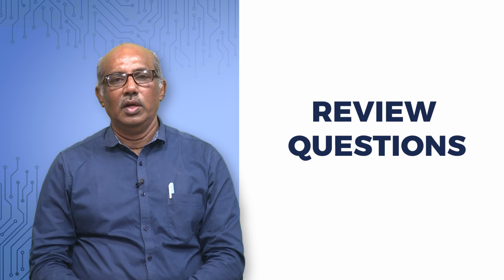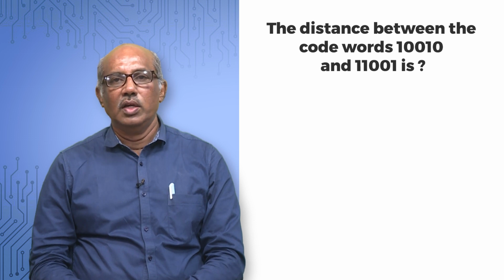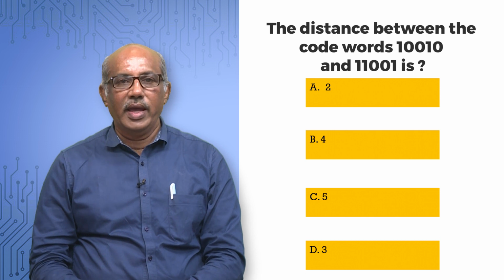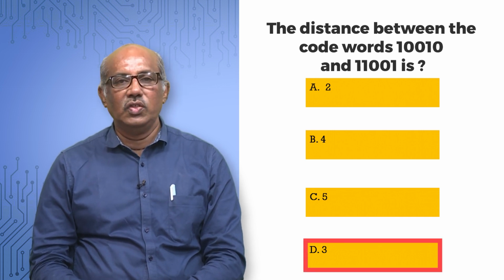Now, we move on to some of the review questions. The distance between the code word 10010 and 11001 is, what is the answer? You can see that there are changes in 3 places in the values and therefore, the answer is D, that is 3.